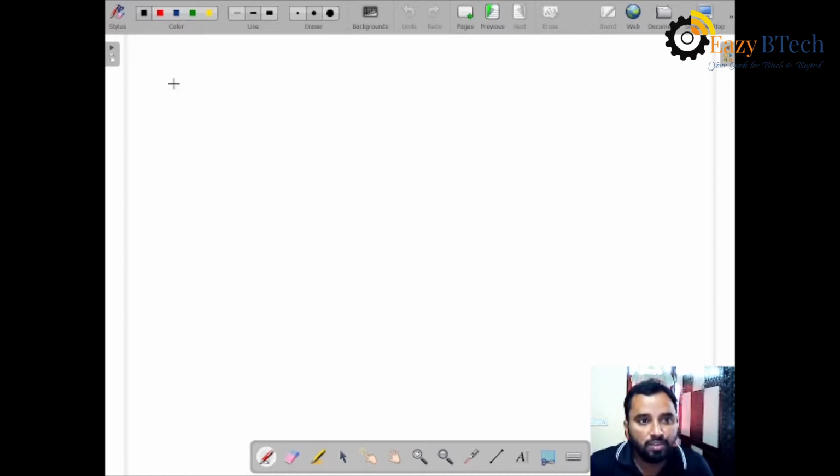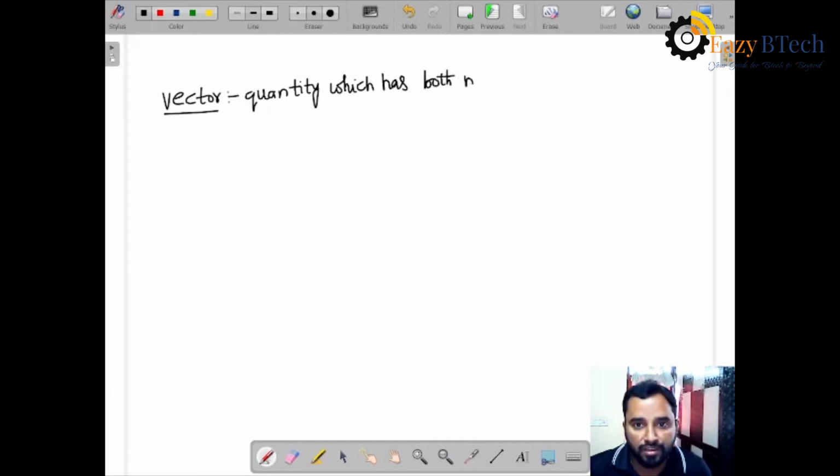So a vector is a quantity. What is a vector? It is a quantity that has both magnitude and direction. This is the meaning of vector.